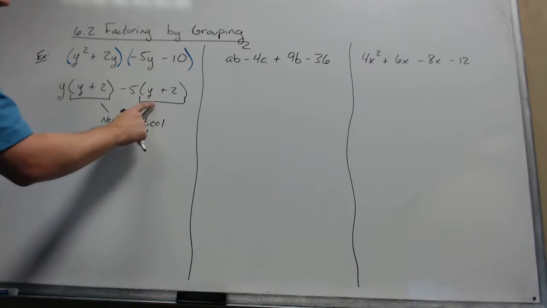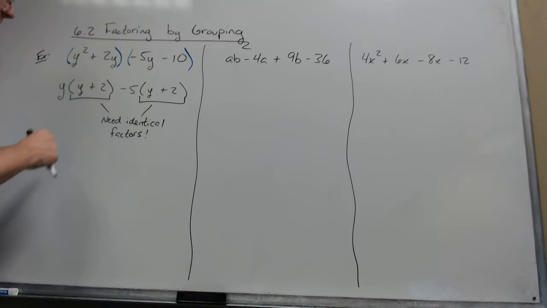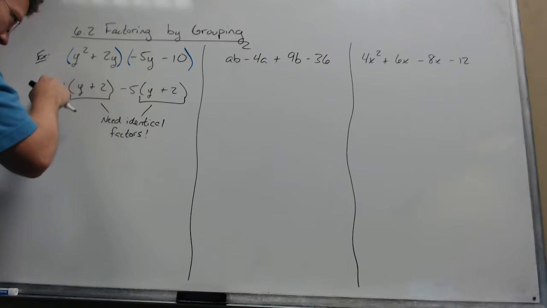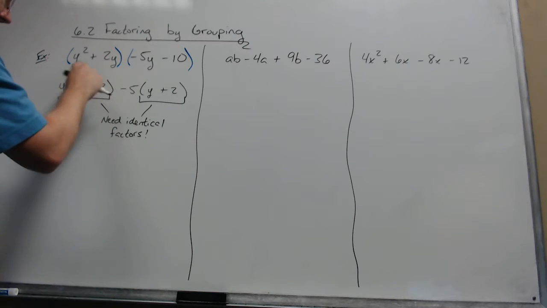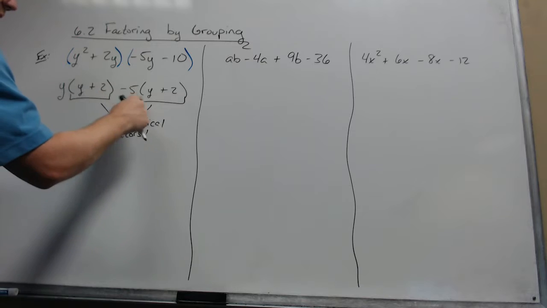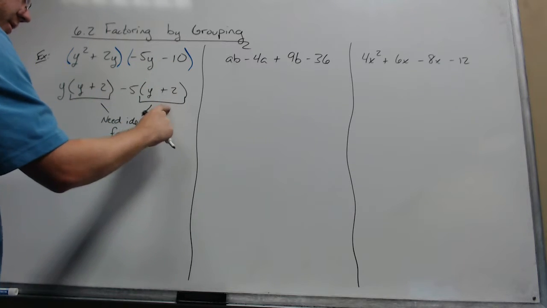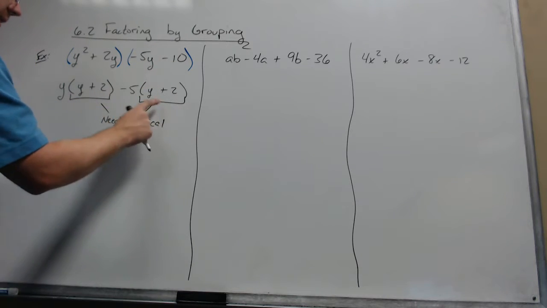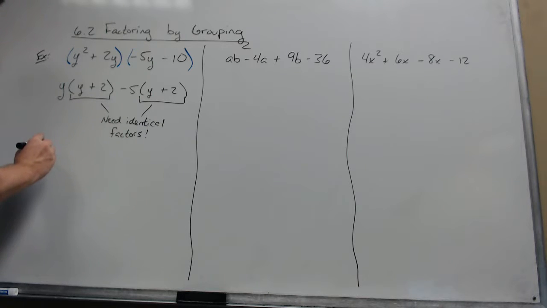All right, and now this looks a lot like the last problem we did in 6.1, where this whole expression here has a y plus 2 in it, and this whole expression here has a y plus 2 in it. So we can say these now have a GCF of y plus 2.